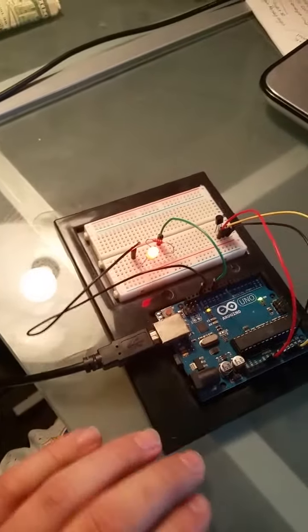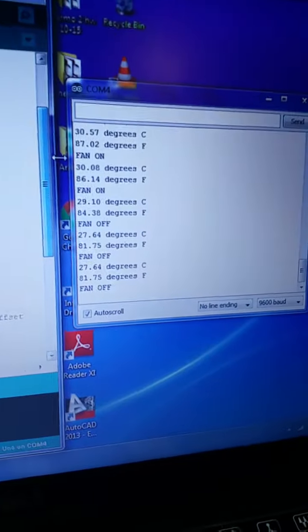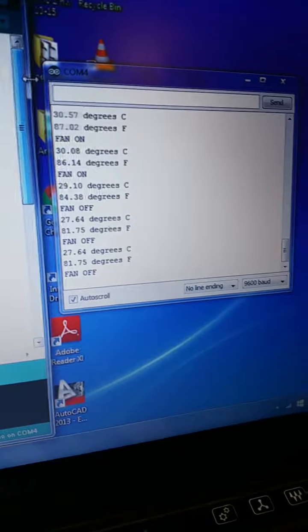So while that cools down, I'll talk about my code a little bit. You can see here in the code, basically what I do is I gather an analog read value from the sensor pin of the temperature sensor. Oh, there it did. It just kicked off, and now we can check. It is now below the reference value of 85 degrees. It is back down to 81.